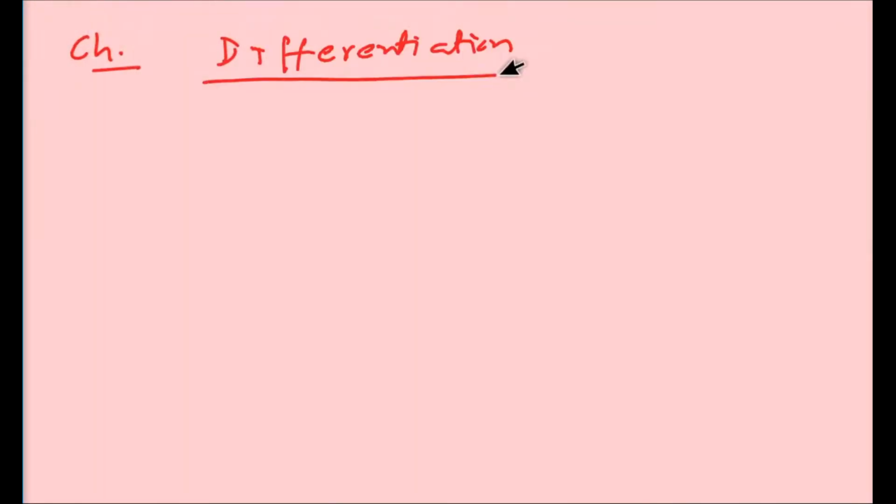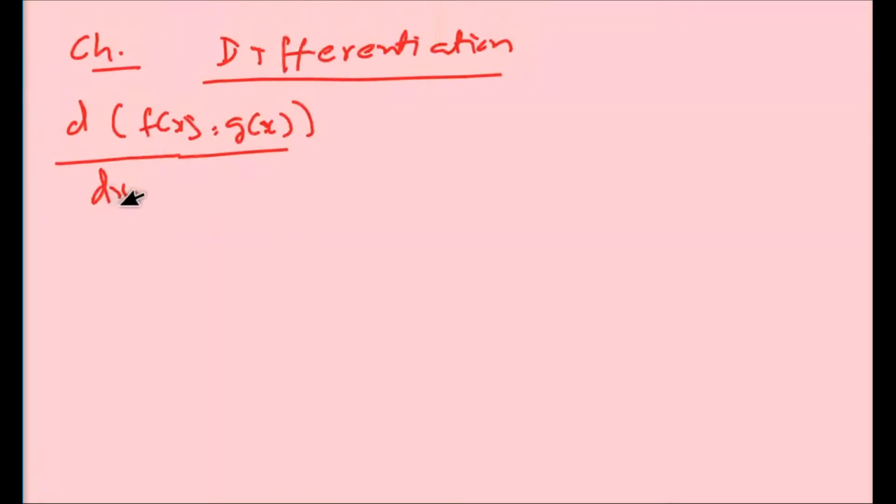Student, today we will learn the chapter differentiation, next part. In this chapter we will discuss the product rule using the first principle. Let us take the differentiation with respect to x of two functions f(x) and g(x) by using the first principle. Okay, how will we get it?